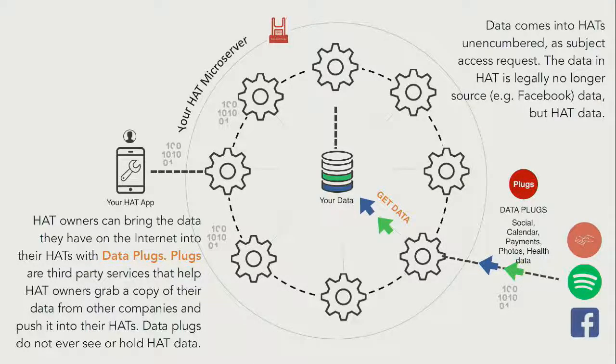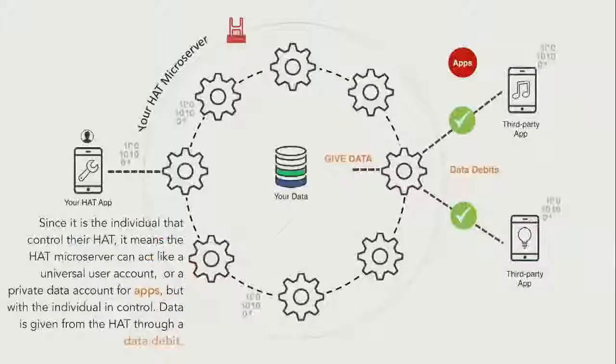Now, when data comes into the hat, it becomes a subject access request. Legally, it becomes your data, which is hat data, and no longer the source data. Since it's the individual that controls the hat, the hat microserver becomes a universal user account or private data account. This is very much like you go to a bank, you open up a monetary account to hold your money. You open up a hat to hold your data.